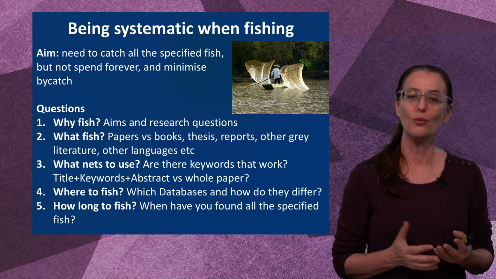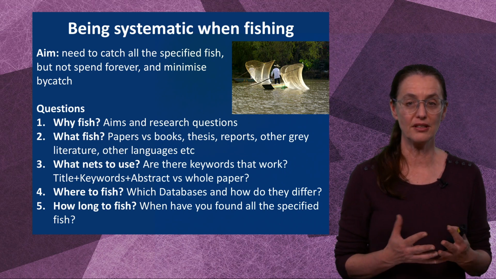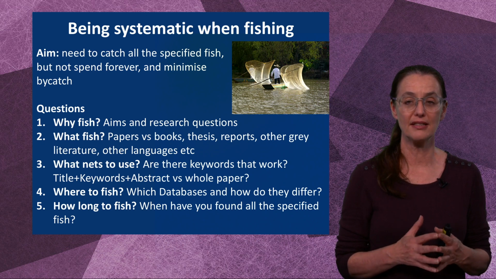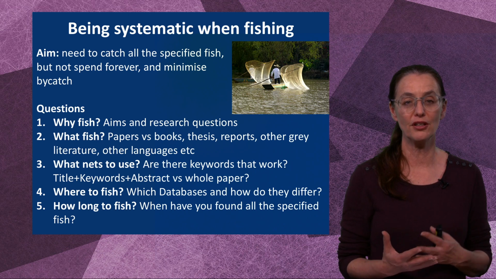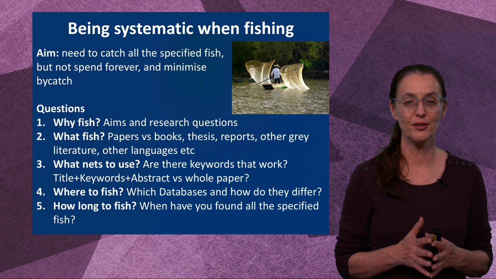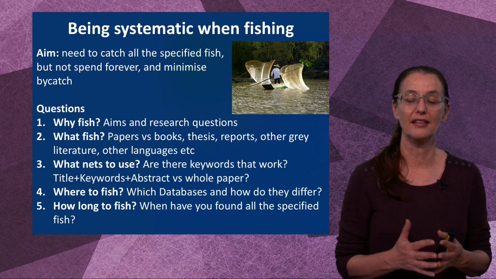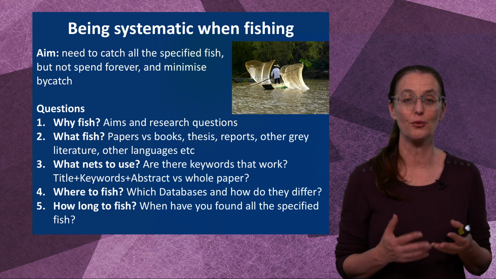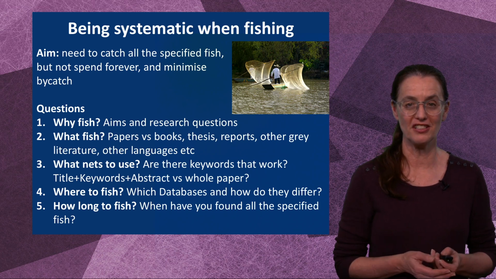Then also, what nets to use? Are there keywords that work? Now, for some disciplines and some topics within disciplines, there are really easy to use keywords, but in some others, it's going to be more challenging to work out those keywords. And what are you going to search? Titles, keywords, abstracts, the whole paper? Then the question is where to fish, which databases and how do they differ? And then finally, how long to fish? When have you found all the specified fish? When can you stop searching? So we're going to go through and answer each of these questions step by step.